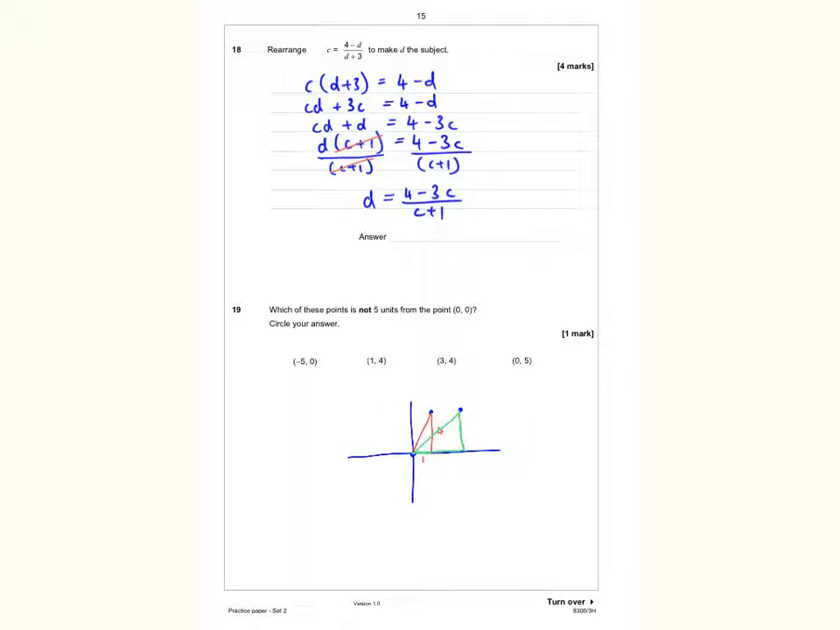Now you might know that the values 3 and 4 in a right angle triangle, if we were to apply Pythagoras theorem here, this value would be 5. So 3, 4 and 5, one of the Pythagorean triples. So this is actually 5 units away, so this length here is 5, and this length we can't say is 5. So the question was, which of these points is not 5 units from point 0, 0? It is this one.